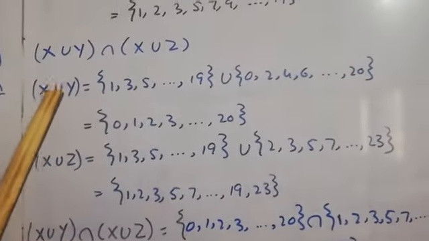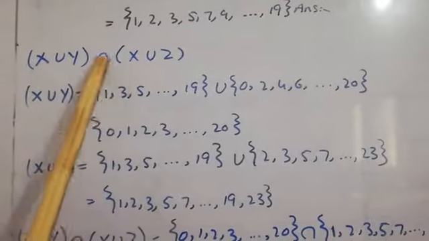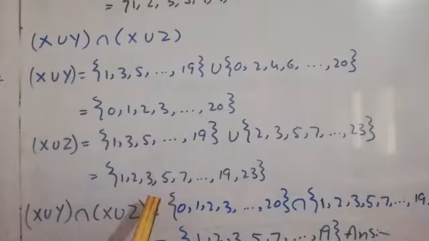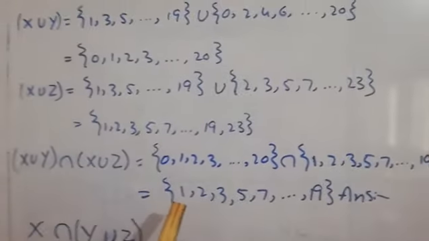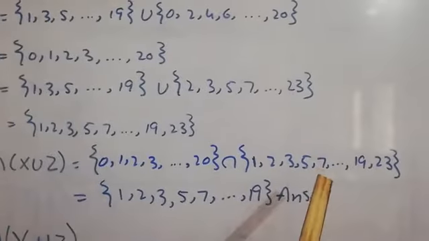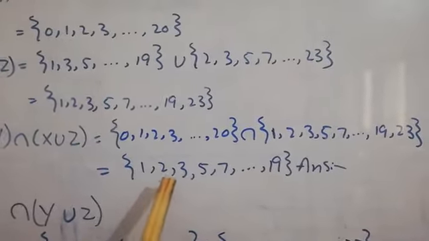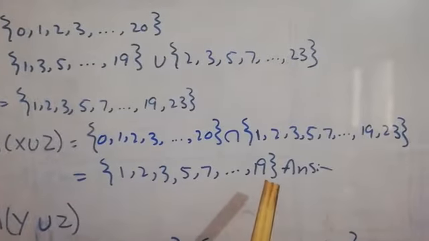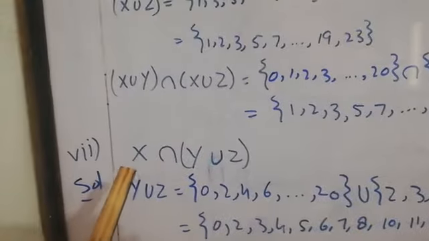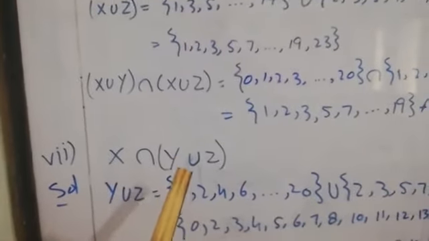And after that, when we have these two answers, then we will find the intersection between these two sets. So we will write (X union Y) intersection (X union Z), and then we will find the common elements between these, which are 1, 2, 3, 5, 7 up to 19. This is the answer. Part number 7 is X intersection (Y union Z).